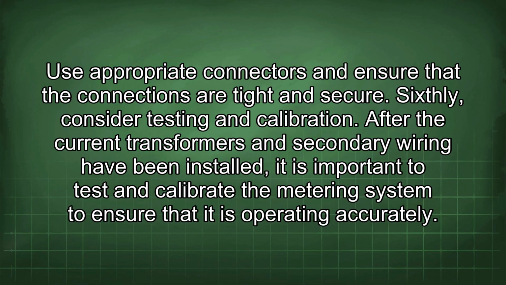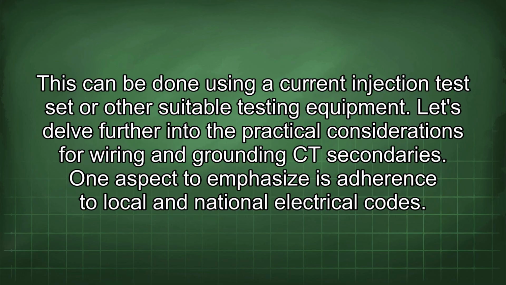Sixthly, consider testing and calibration. After the current transformers and secondary wiring have been installed, it is important to test and calibrate the metering system to ensure that it is operating accurately. This can be done using a current injection test set or other suitable testing equipment. Let's delve further into the practical considerations for wiring and grounding CT secondaries.